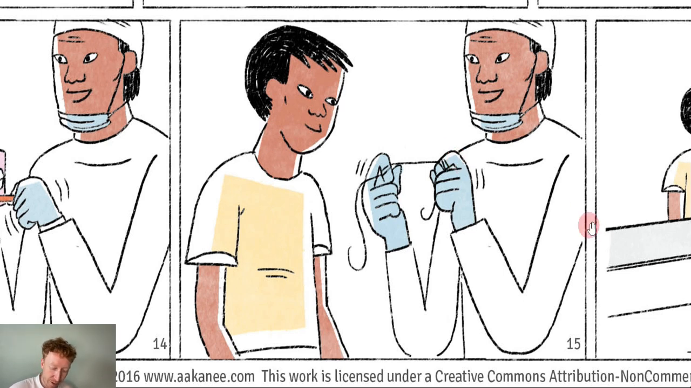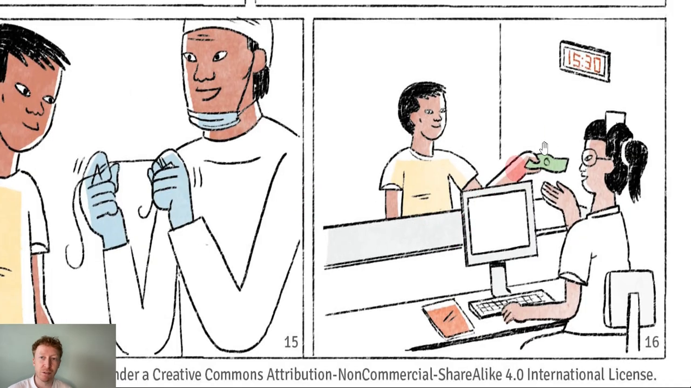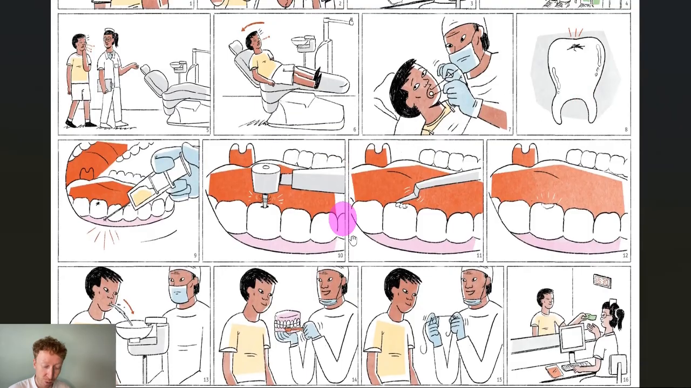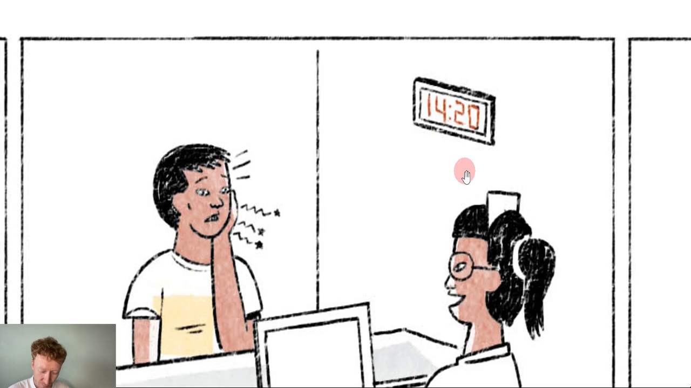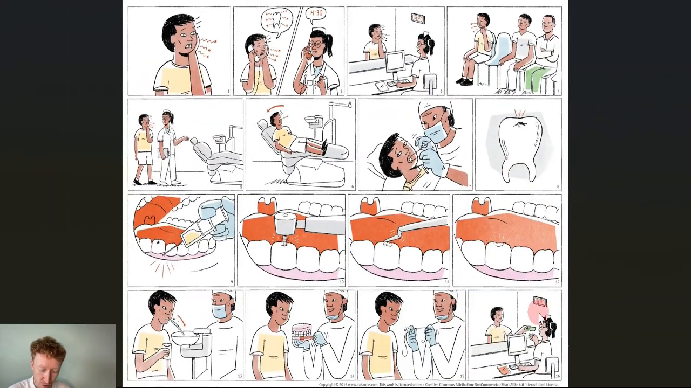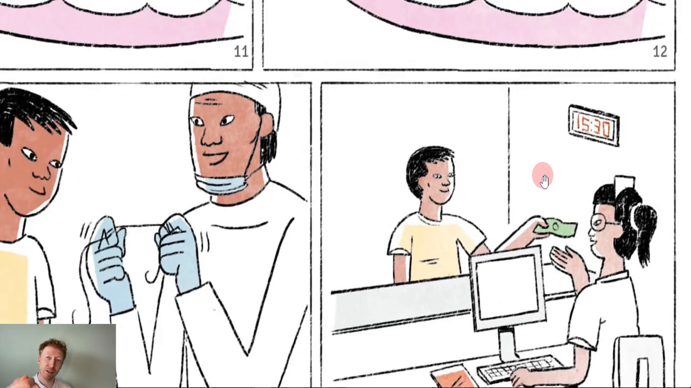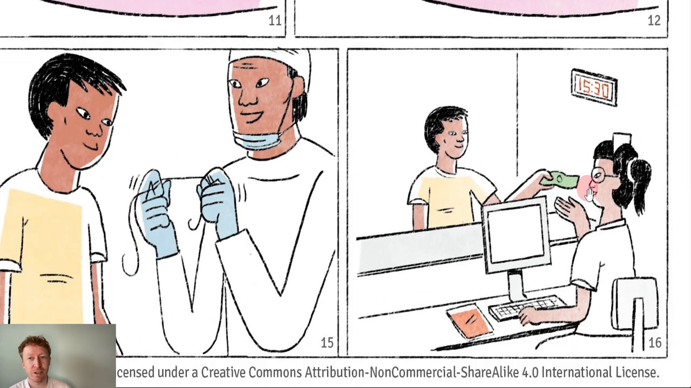Finally, the man pays his bill for the dentist's operation. Looks like the whole thing, the operation, only took 1 hour. So it just took 1 hour. See, now it's 3:30 in the afternoon. And when he arrived at the dentist's office, it was 2:20. So the whole thing took about an hour. So not bad, did not take too long. So he hands over the money to the receptionist to pay for his operation.